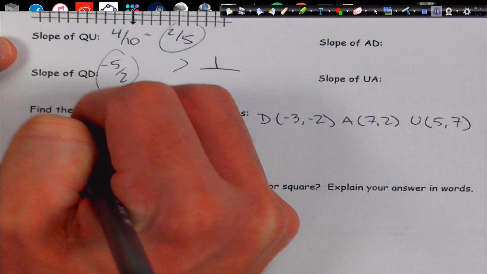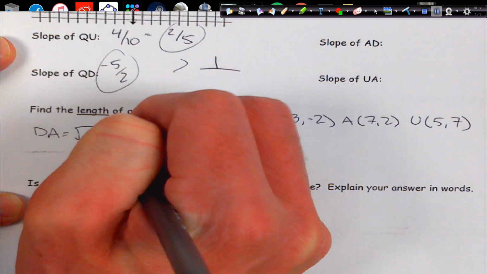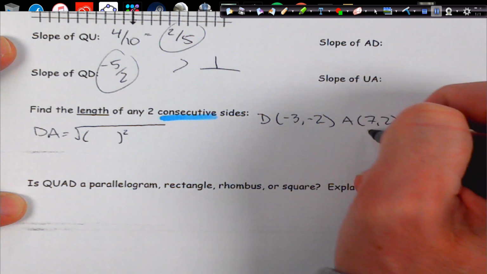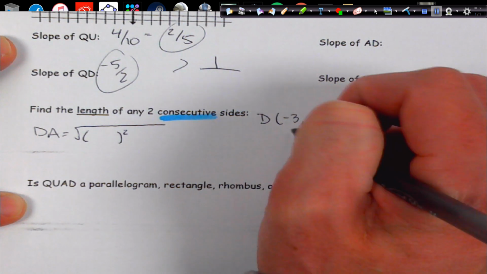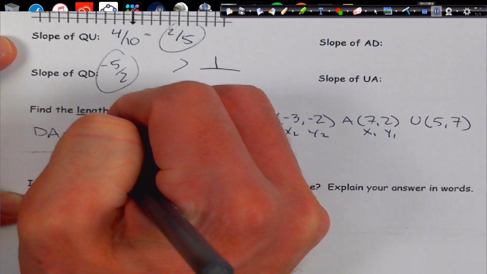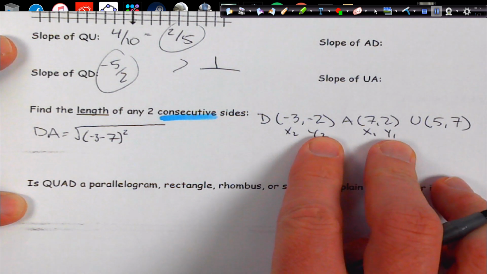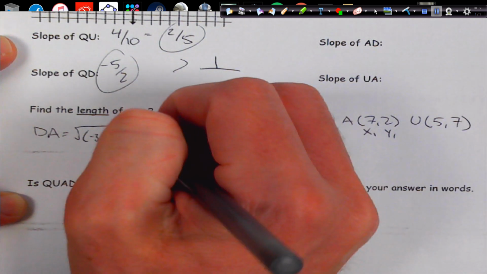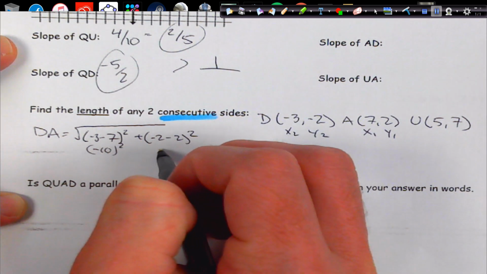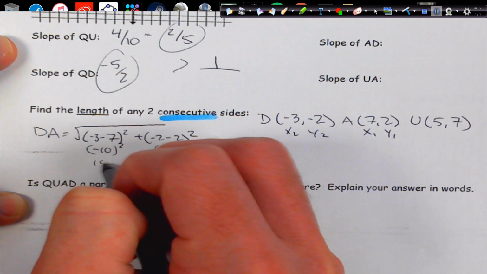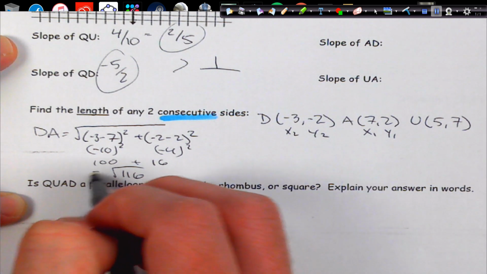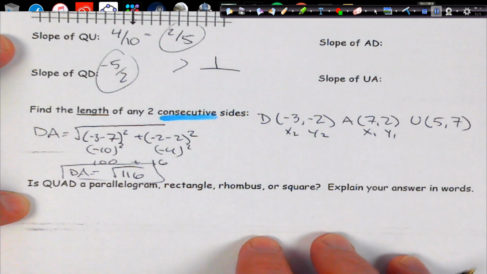So dA is going to be, when we look at this, let's just use A twice, so we'll use this as my x1, y1, and this is my x2, y2. So x2 minus x1, so that's -3 minus 7, and then this is going to be -2 minus 2. That becomes -10 squared, and this is going to be -4 squared. That's 100 plus 16, so we get the square root of 116 for dA, which is relatively large.